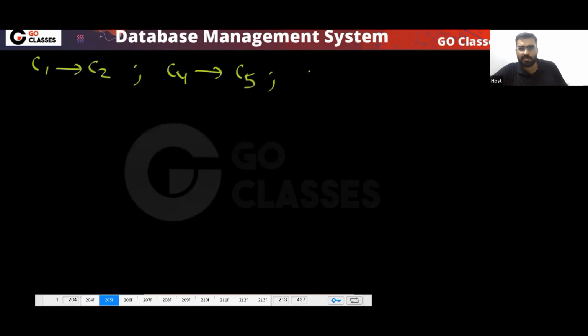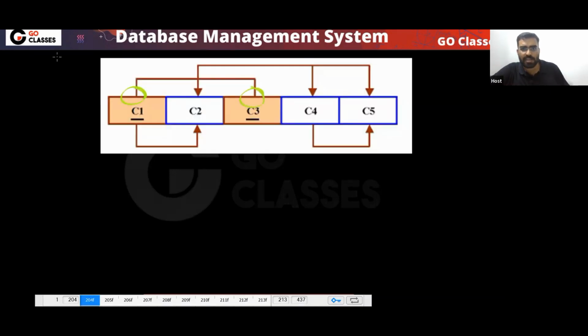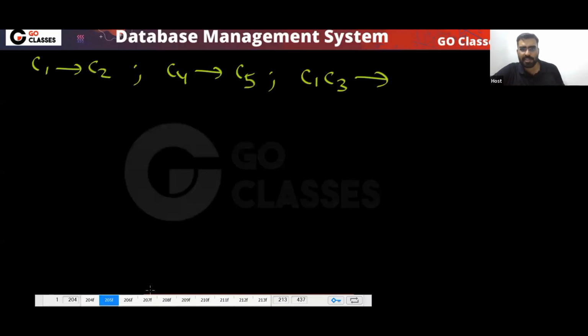Remember, please understand, this means LHS and this means RHS. The arrow means RHS. So C1, C3 determining C2, C4, C5.